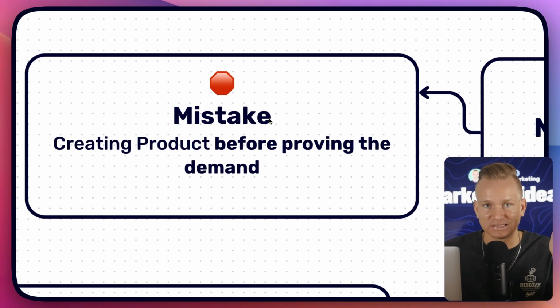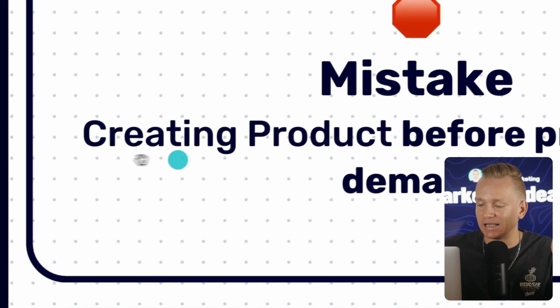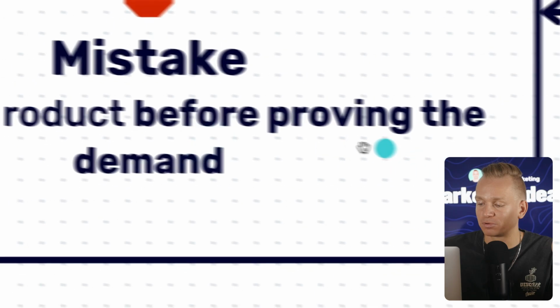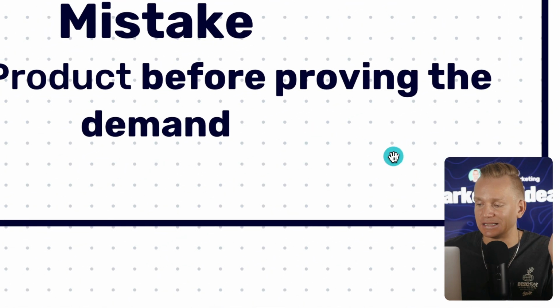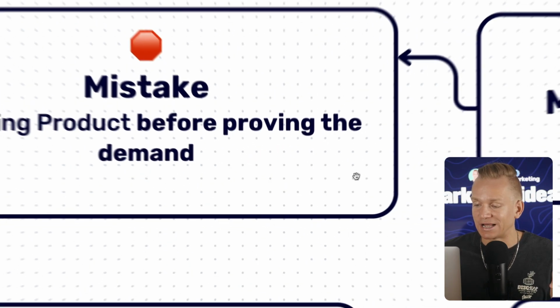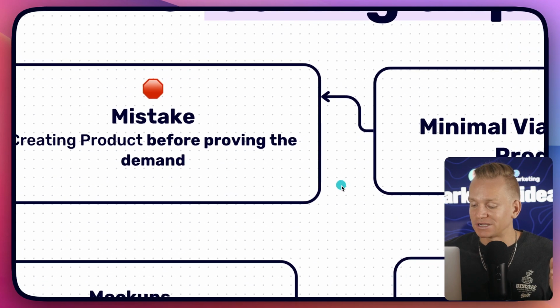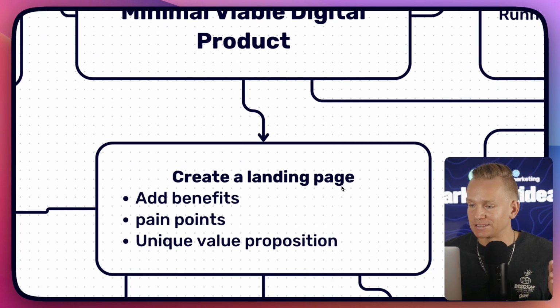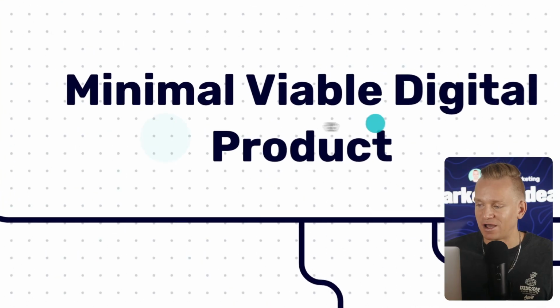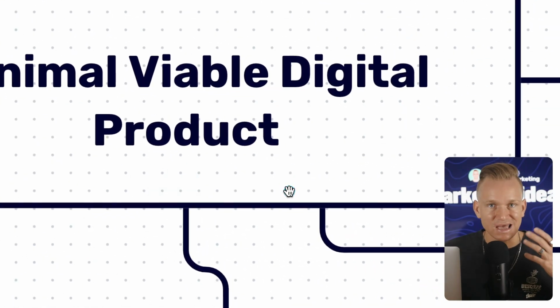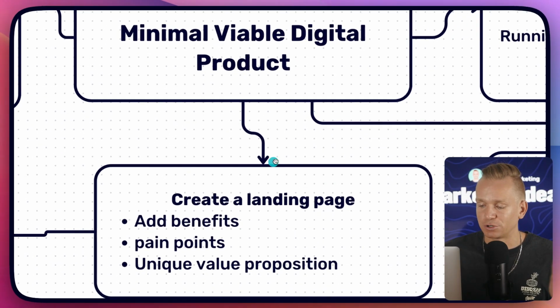is the main mistake when it comes to creating offers? And that is creating a product before proving that there is a demand. I see this all of the time, and you can lose months of time doing this. So instead of doing that, we're basically going to create minimal viable digital product, and this really can be anything, any type of product, service, whatever you really want.